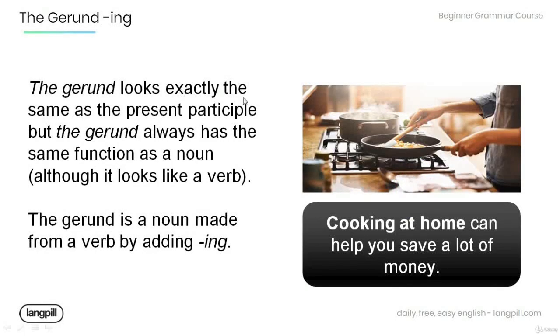The gerund looks exactly the same as the present participle, but the gerund always has the same function as a noun, although it looks like a verb. Note that the gerund is a noun made from a verb by adding ing. Have a look at the following example. Cooking at home can help you save a lot of money. Note that the word cooking has the same function as a noun, but it is made from the verb cook.